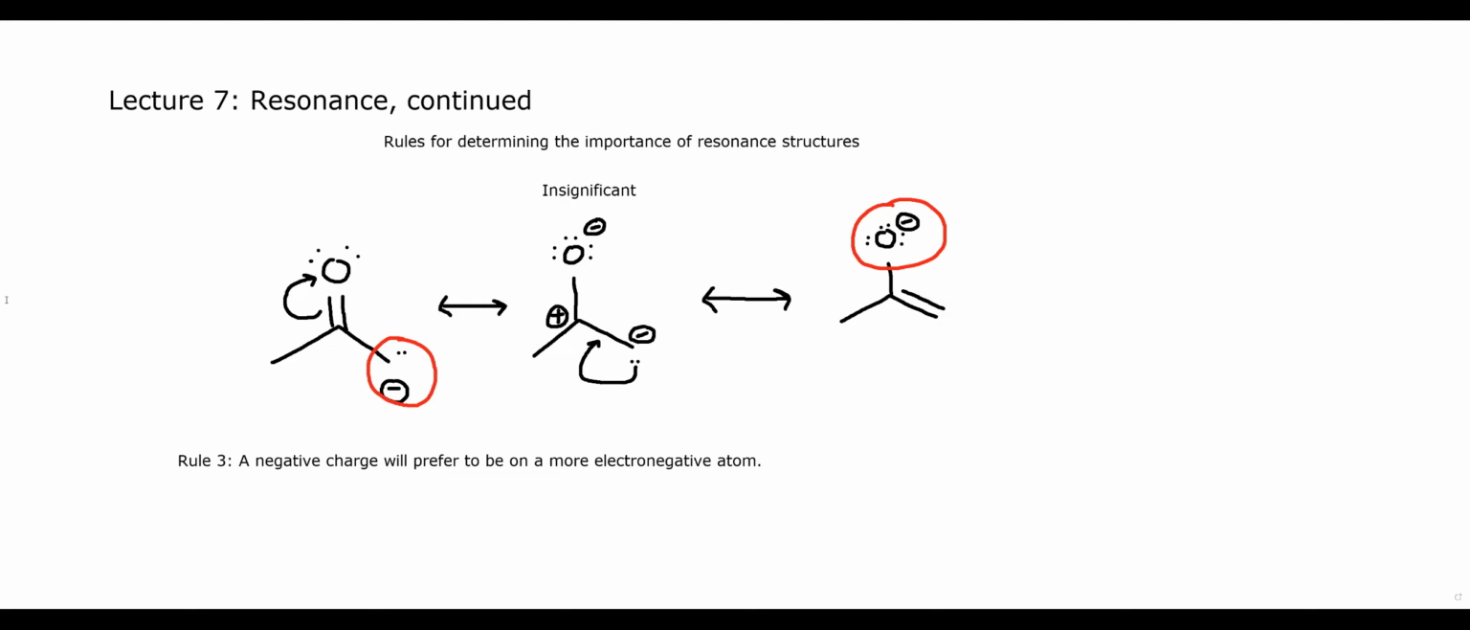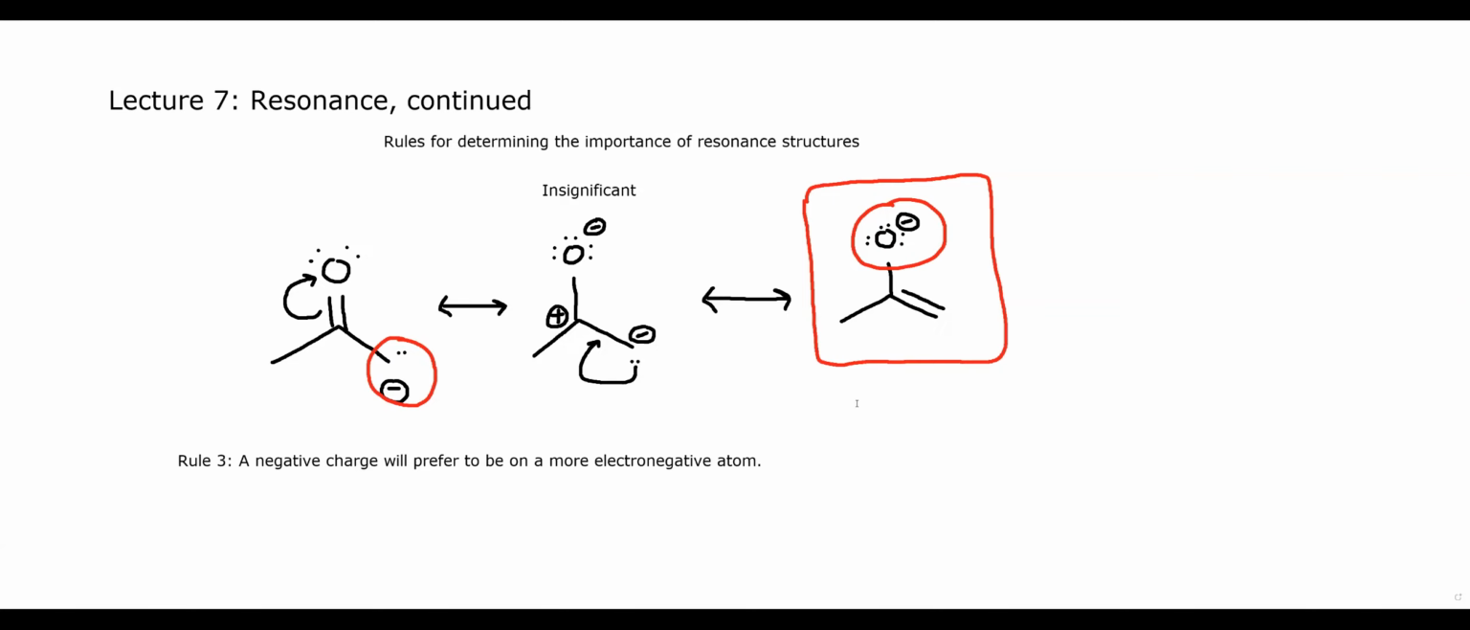Now, comparing the left and the right, they're very similar. The only difference is where that negative charge is. We have a negative charge. Everything has a filled octet. They both have 1 charge, right? So now we have to consider which atom that negative charge is on. And the negative charge is going to prefer to be on a more electronegative atom, oxygen.